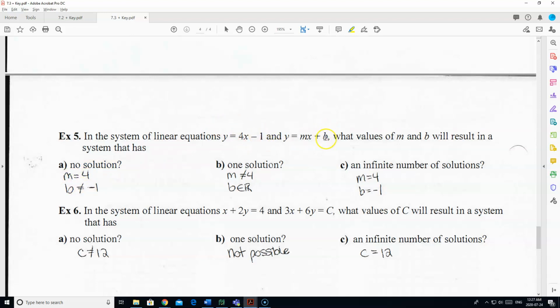Because if it was -1, that means they'd be the same line, right? One solution just means that the slope is different. So m, as long as it's not 4. So that's why I said when m's not 4.